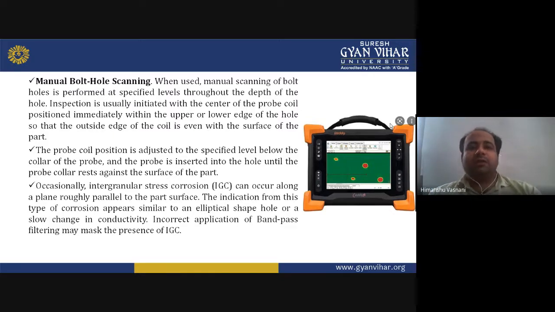Now, manual bolt hole scanning. When used, manual scanning of bolt holes is performed at specified levels throughout the depth of the hole. Inspection is usually initiated with the center of the probe coil positioned immediately within the upper or lower edge of the hole, so that the outside edge of the coil is even with the surface of the part.